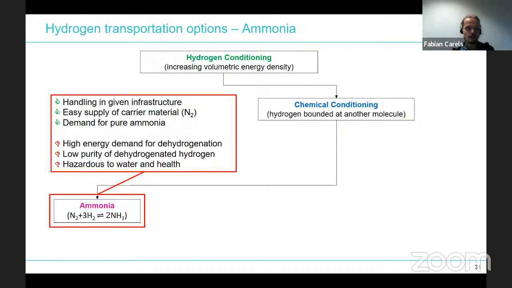If we apply the ammonia cracking to get pure hydrogen again, then we need to consider that the purity of the hydrogen is lower because it's very hard to get rid of the nitrogen and the ammonia which was not cracked. And ammonia is a dangerous substance, especially for the environment and for health, which needs to be taken care of.